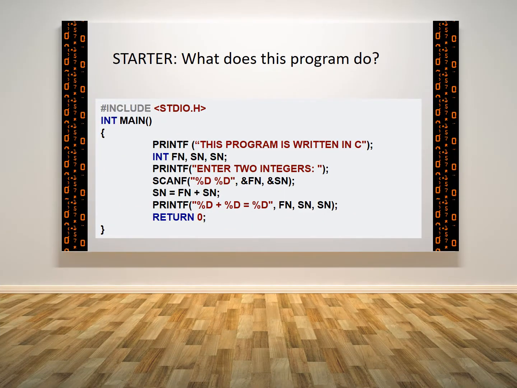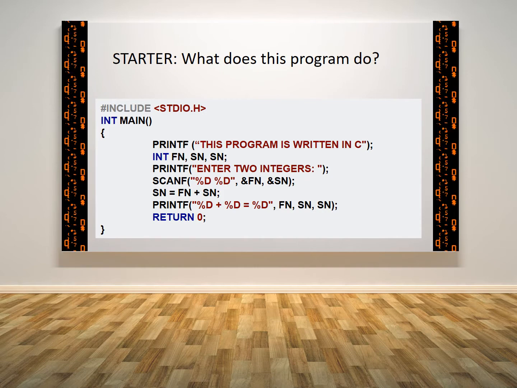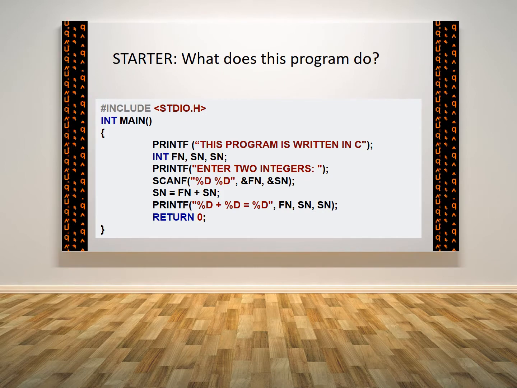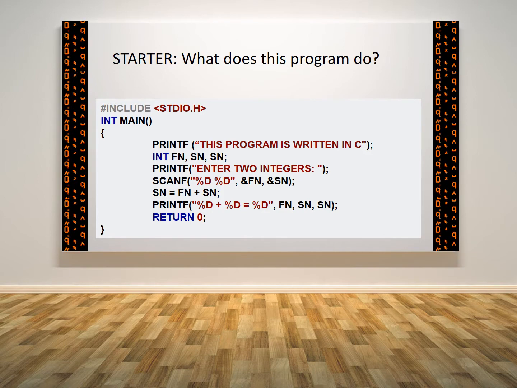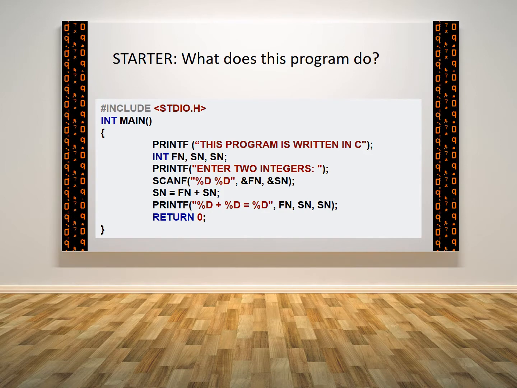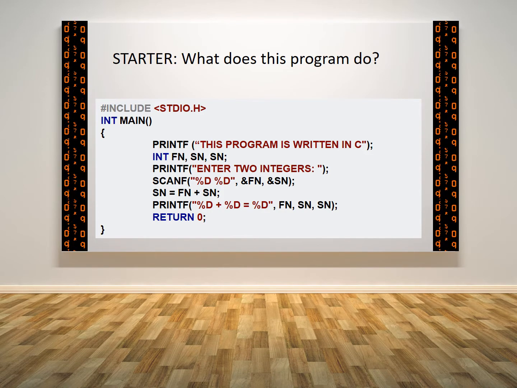Let's have a look at this program. Please pause the video and try and figure out if you can see what it does. Okay, now this program is actually written in the language of C.